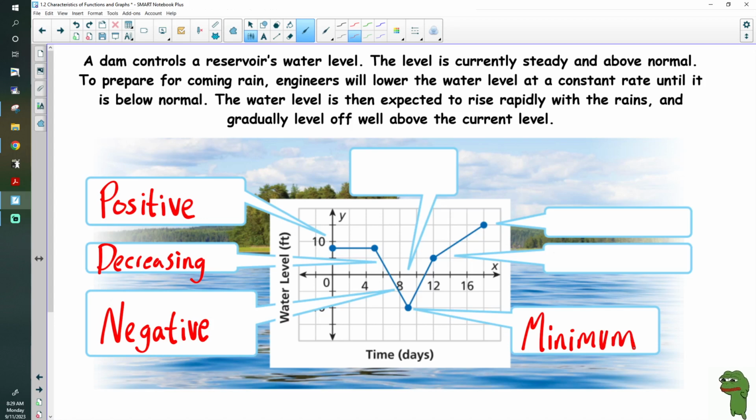And today it's mostly vocab. Can you look at a function? Can you look at a table and describe each part of the graph?